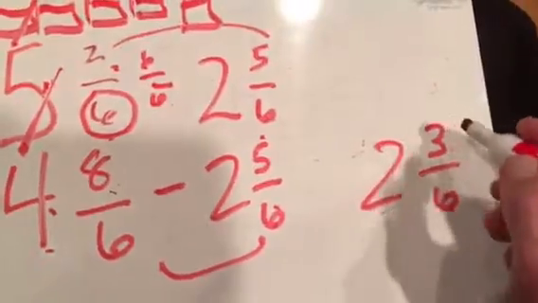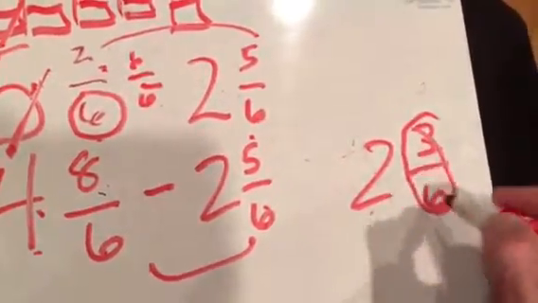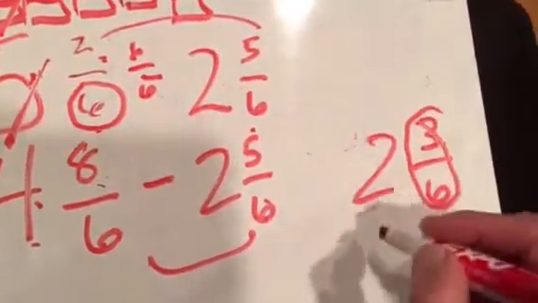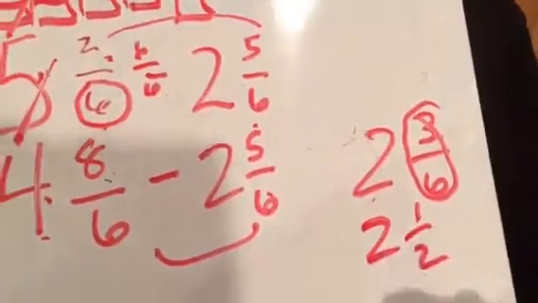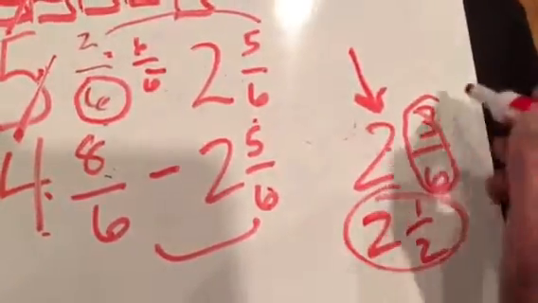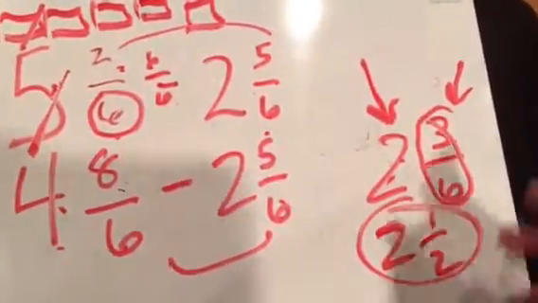And of course, since we are halfway through the year in 4th grade, I would expect kids would notice this is not in simplest form. It needs to be reduced. So it would be 2 and 1/2 when we reduced it. If they can get this far at this point, I'm pretty happy, honestly, if they can get to 2 and 3/6. But ideally, we'd like them to put it in simplest form.